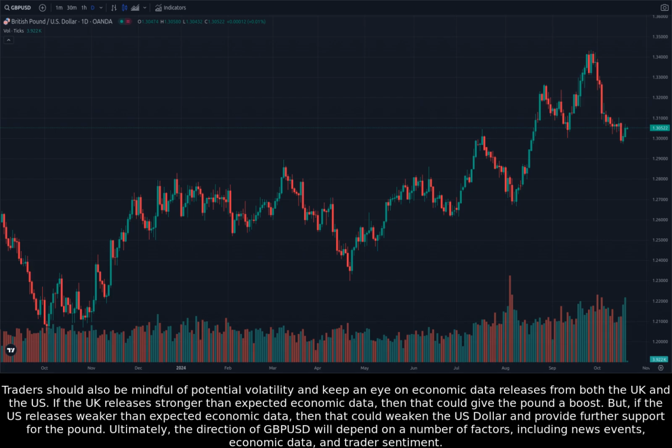Traders should also be mindful of potential volatility and keep an eye on economic data releases from both the UK and the US. If the UK releases stronger than expected economic data, then that could give the pound a boost. But if the US releases weaker than expected economic data, then that could weaken the US dollar and provide further support for the pound. Ultimately, the direction of GBPUSD will depend on a number of factors, including news events, economic data, and trader sentiment.